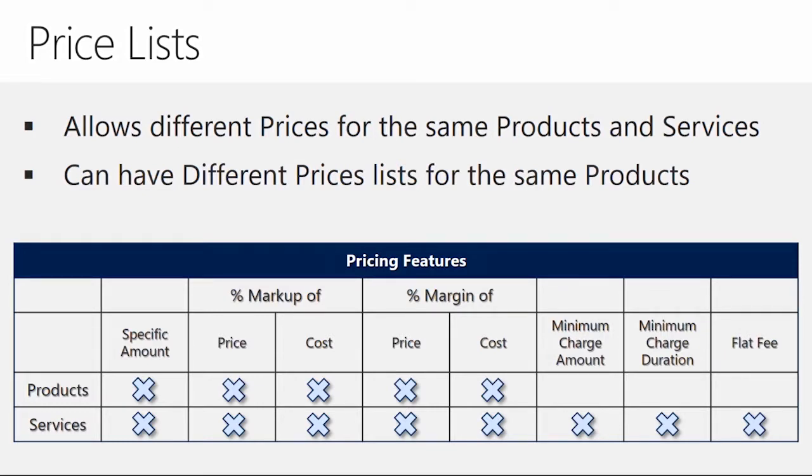Now, when we start talking about products and services, there are a few different options available to you from a pricing perspective. Obviously, the first option from a product perspective is, this is what we're going to charge you. There's a specified amount that you associate with that individual product. But you also have your percent markup options. So you can go in on a price list and associate a percent markup of the actual price of the item or the cost of the item, as well as a percent margin. So you can determine what specific options you want to use within those items.